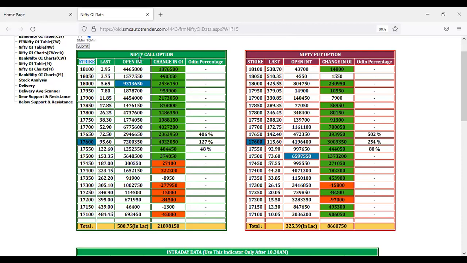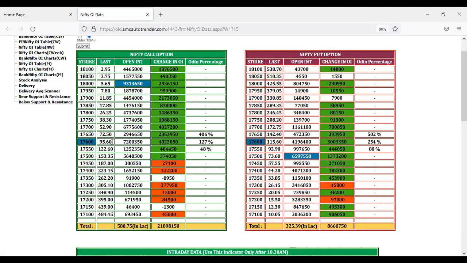Just adjacent to it, what we have given is the last price. Last price is an indicative market price. Say, for example, at 3:30, the 17,800 call option might have closed at 26.25. Similarly, the 17,600 call option closed at 95 rupees and 60 paisa. So these are the indicative last prices.